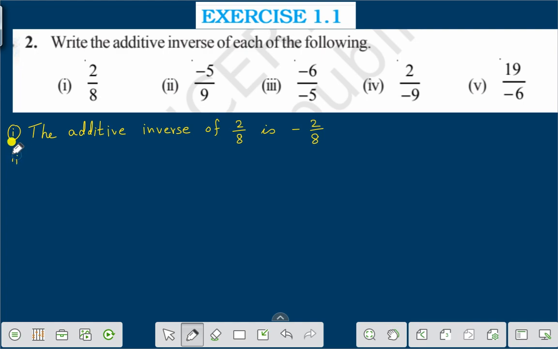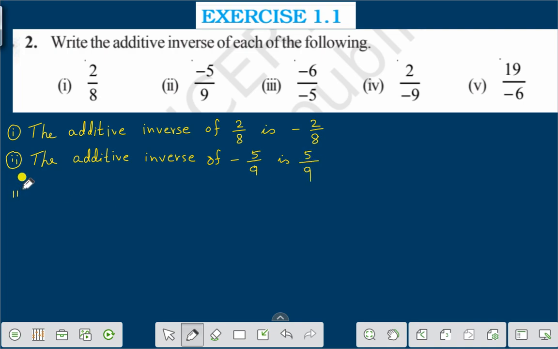Number 2. The additive inverse of minus 5 by 9. Minus 5 by 9 is 5 by 9.